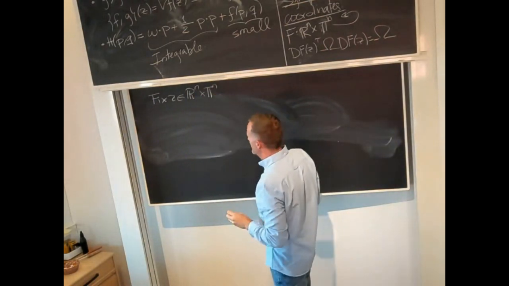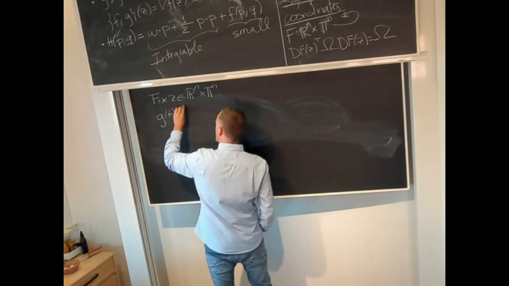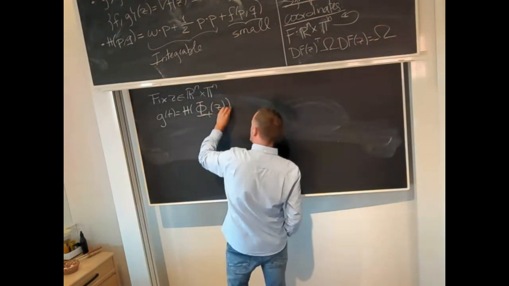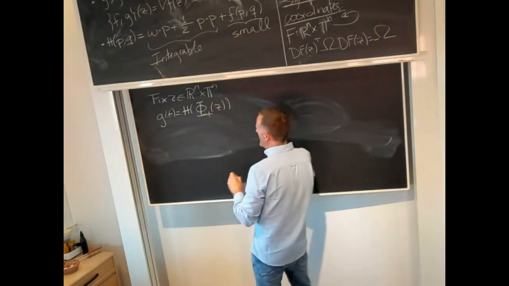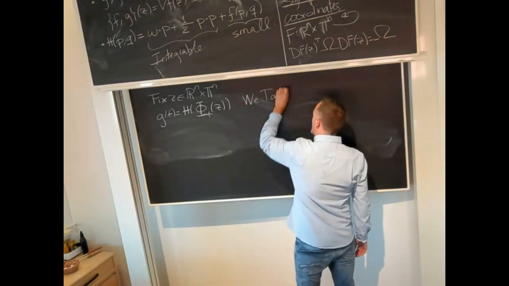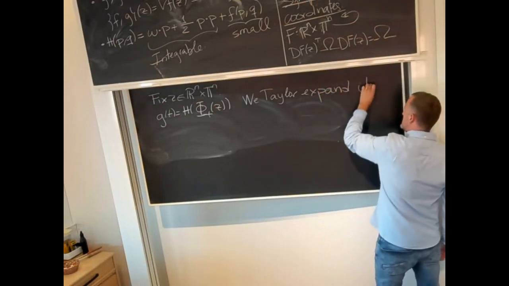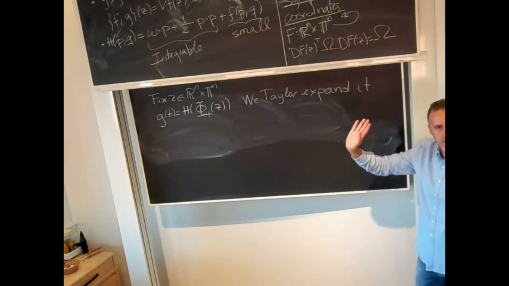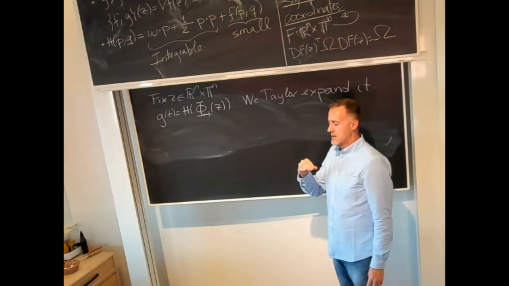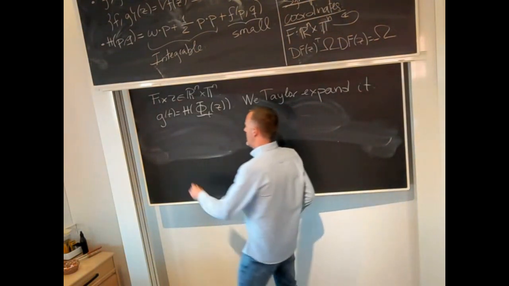Okay, fix z, and then consider the following function g of t, that is h of phi of t of z. And then what we'll do is Taylor expand this function. So for Taylor expanding it, we need it at 0. So we need to compute g at 0, the derivative at 0, second derivative at 0, and so on.